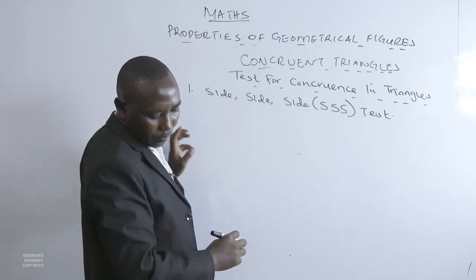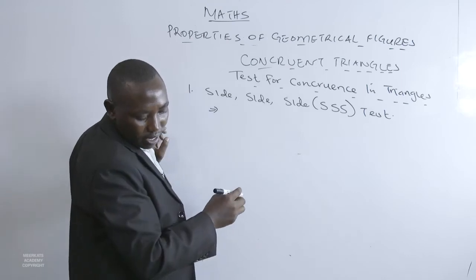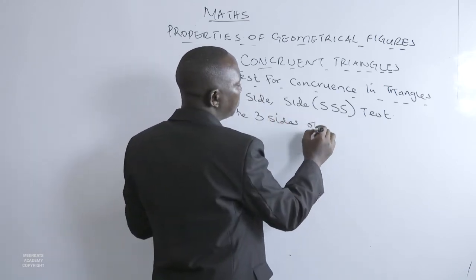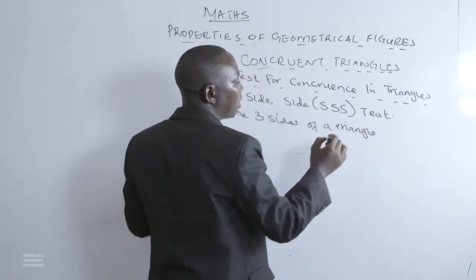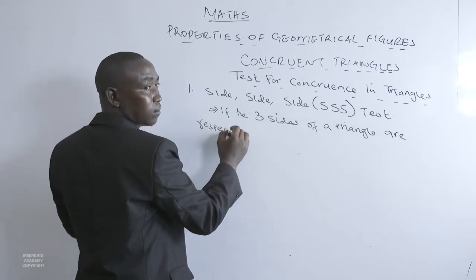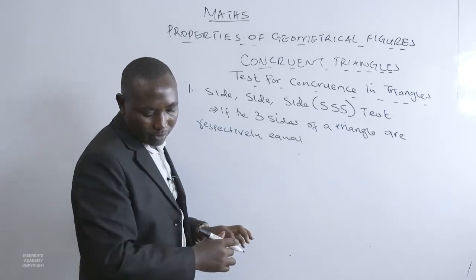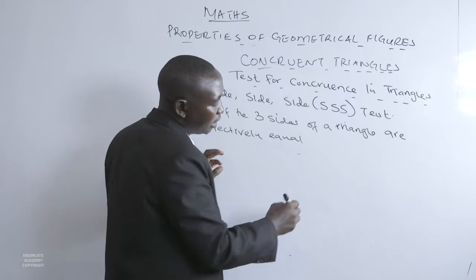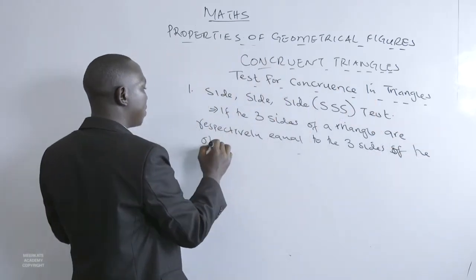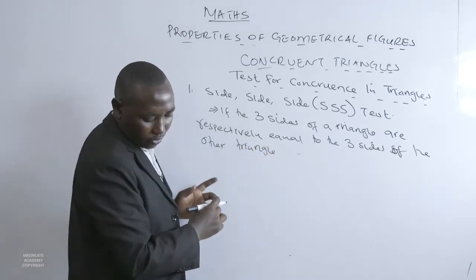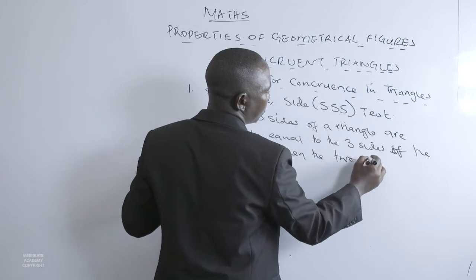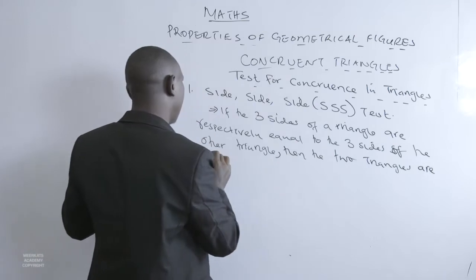Now with the SSS test, if and only if the three sides of a triangle are respectively equal to the three sides of the other triangle, then the two triangles are concurrent.